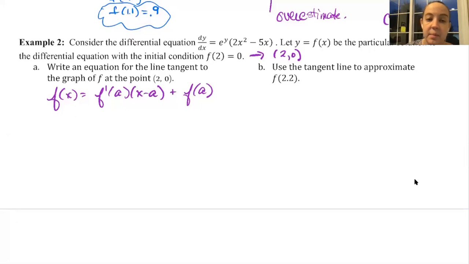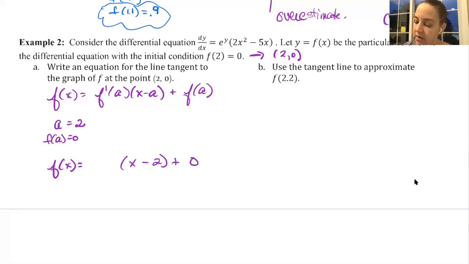The nice thing about this problem is they gave us all the information that we need to know. So we have 2, 0. So just if we need to write it out, a is equal to 2, and f of a is equal to 0. If it makes more sense to have it in that notation, we can definitely do that. So f of x is going to be f prime of a, let's come back to that in a minute, times x minus a, so x minus 2, plus 0 on the end.